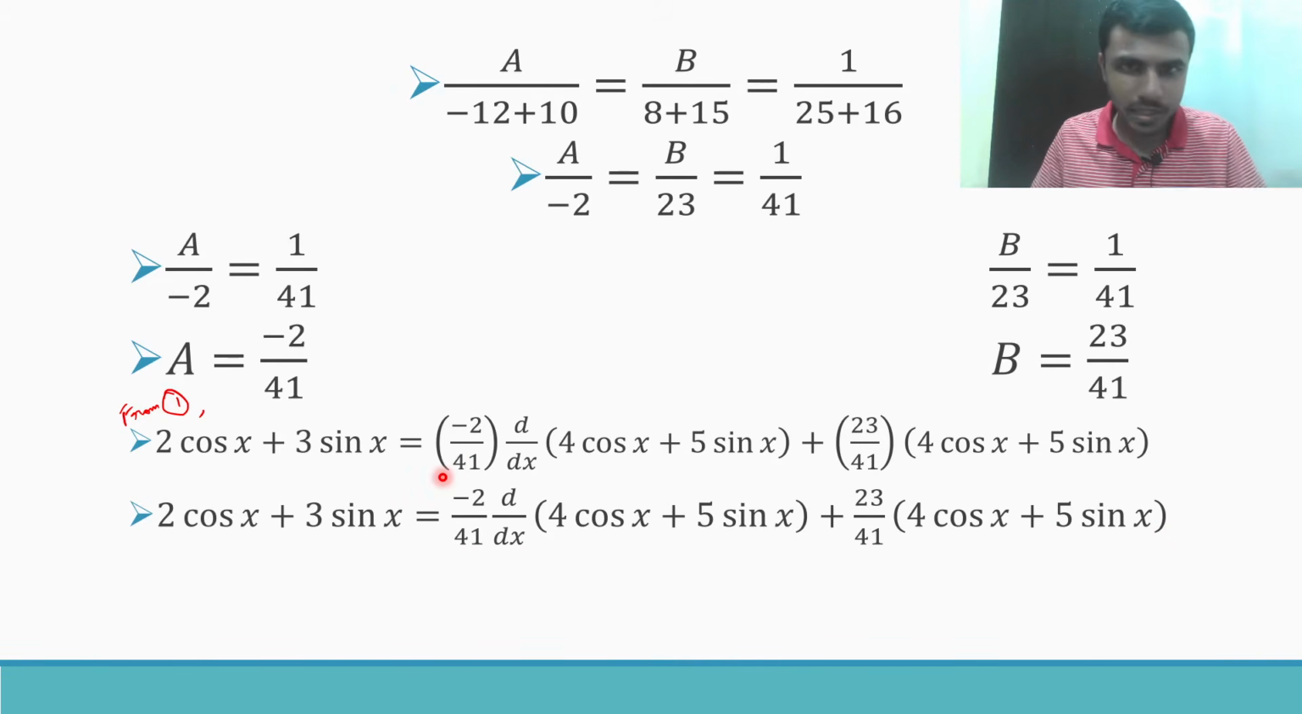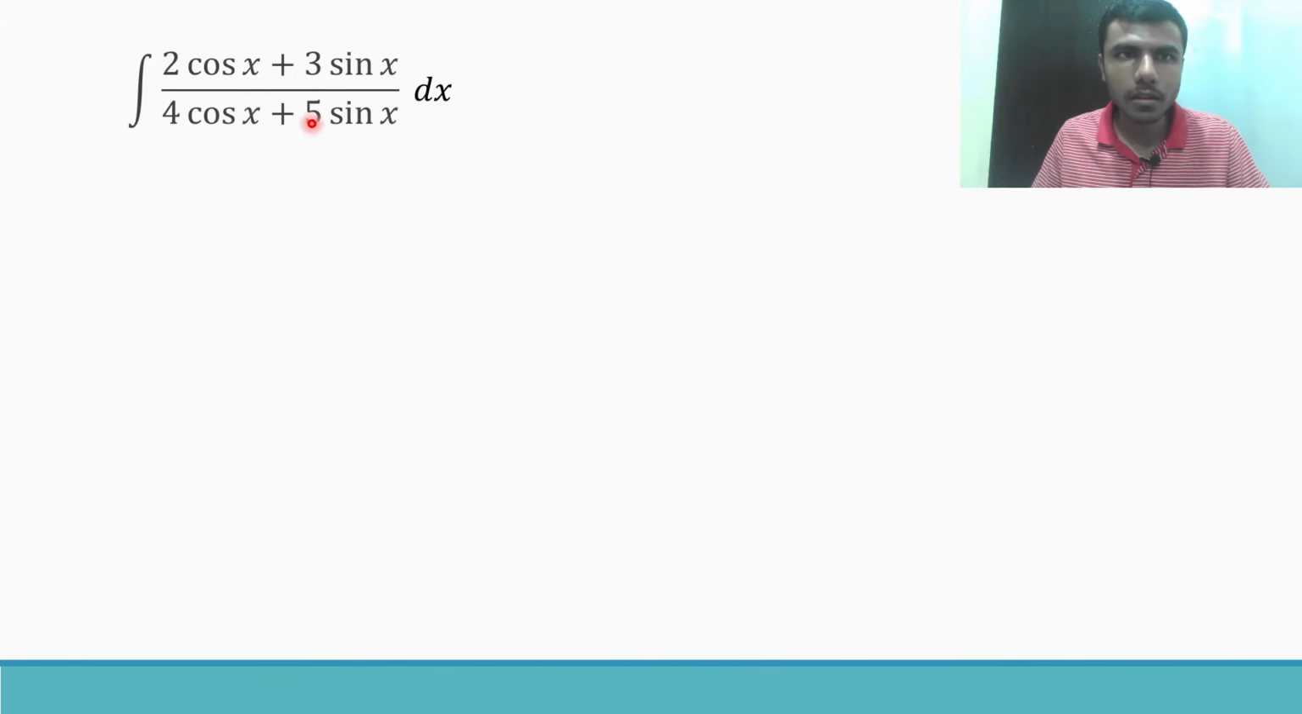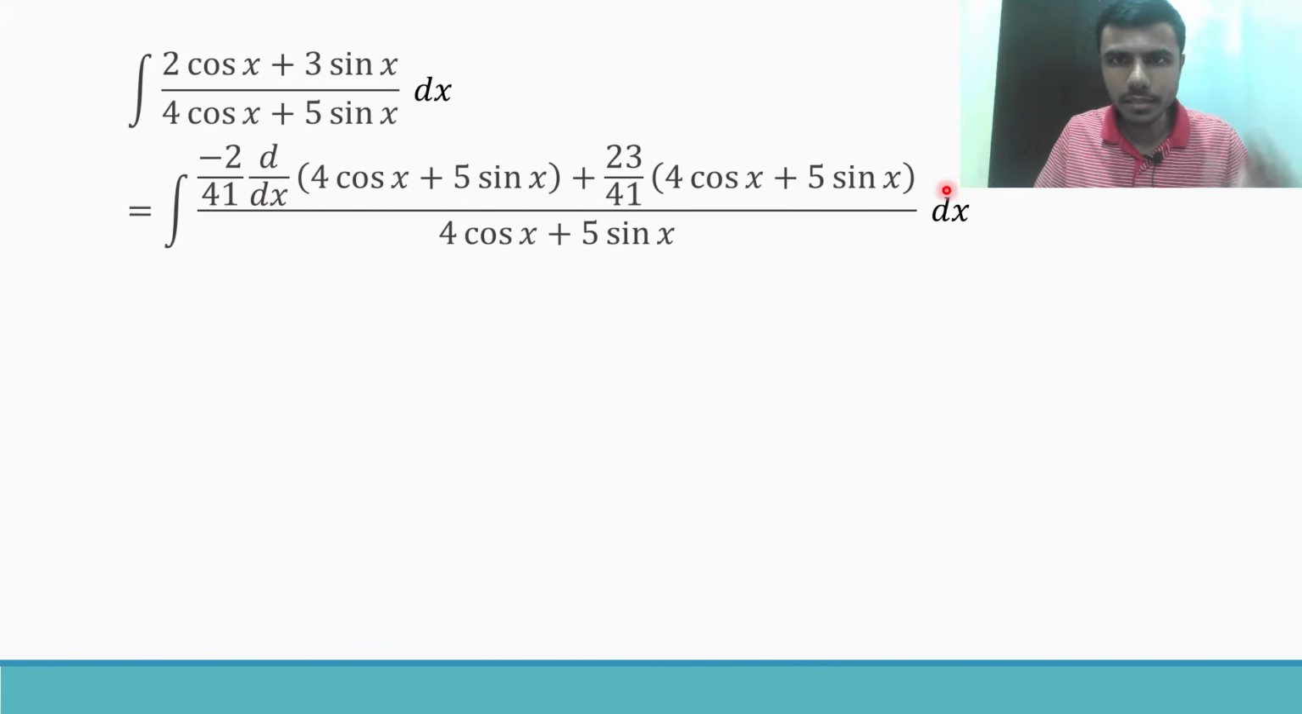Fine. Now let's come to our integral, what we need to find out. So basically you understood, this 2 cos x plus 3 sin x, I can write it like this. That's what I'm going to use while I'm going to integrate. Fine. I hope you guys are able to follow me. So instead of this, I'm writing what I just got.